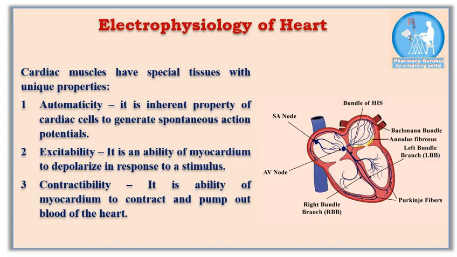We all know that cardiac muscles have special tissues and they possess unique properties like automaticity, excitability, contractility, etc. Automaticity is an intrinsic property of cardiac cells to generate spontaneous action potentials, or the depolarizing capability of nodal cells, whereas excitability is the ability of the myocardium to depolarize in response to a stimulus, and the other feature is contractility. It is the ability of the myocardium to contract and pump blood out of the heart.